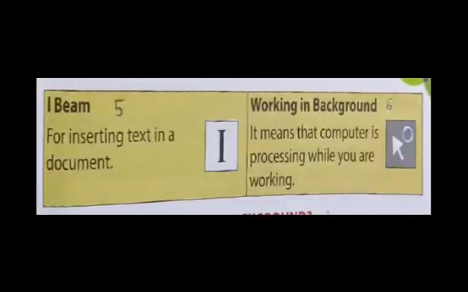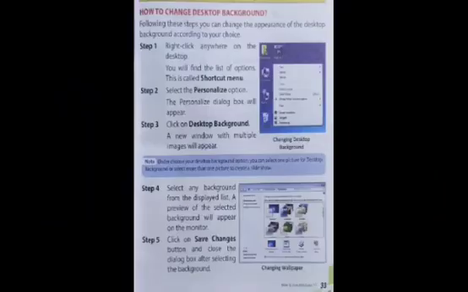Number 5, I-beam. This symbol means inserting text in a document. Clicking on this symbol, you can insert text in a document. Number 6 is working in the background. This symbol means that the computer is processing while you are working.